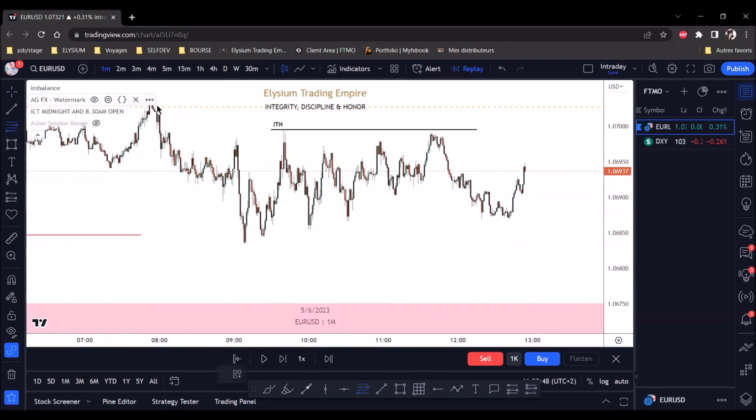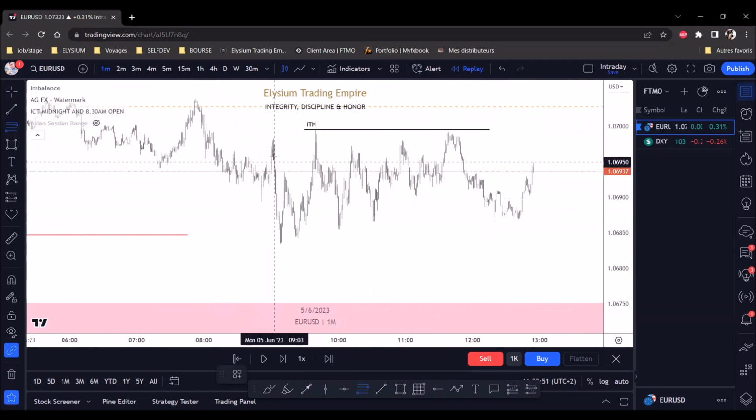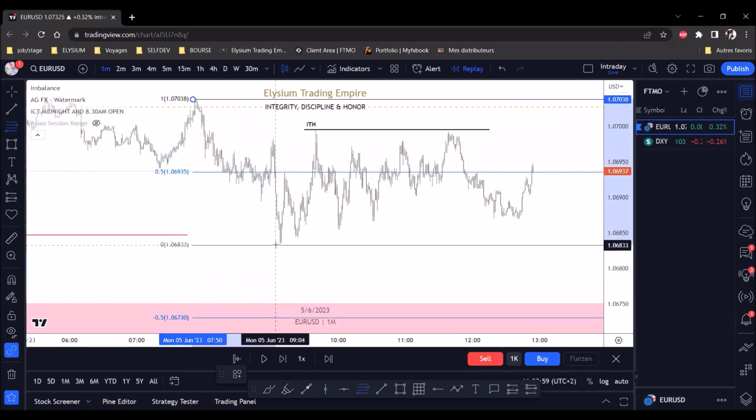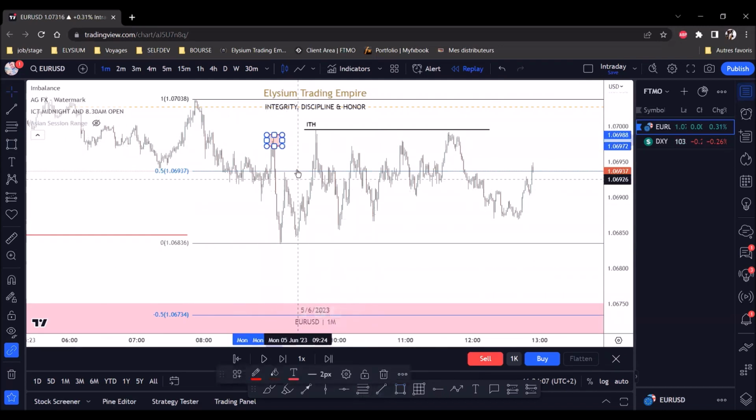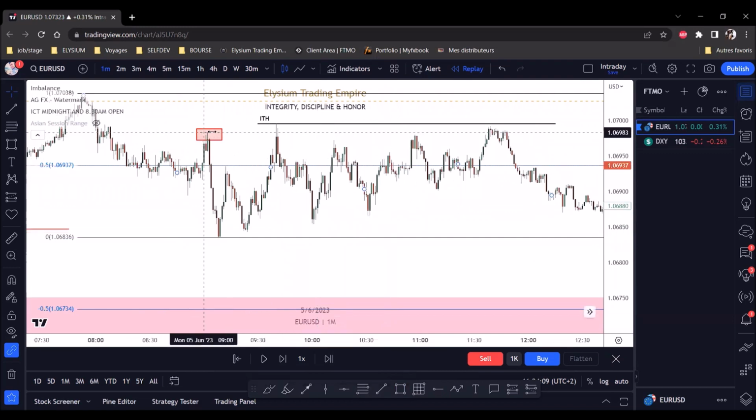Because the range is not this. They want to make you think the range is this one. But it's not. The real range was from there to there. High to low. This is a liquidity inducement trap. BOS. Now the stop loss were there. Now, once you break and take the buy stops, the stop loss are there now.